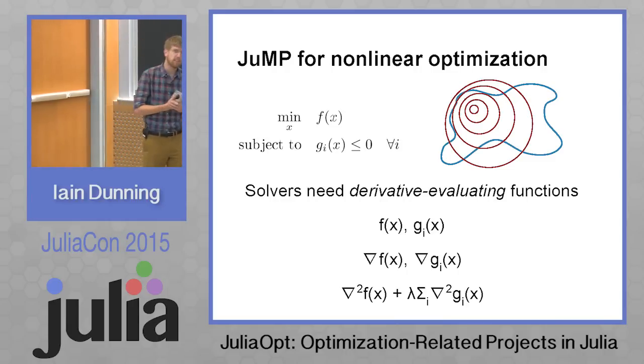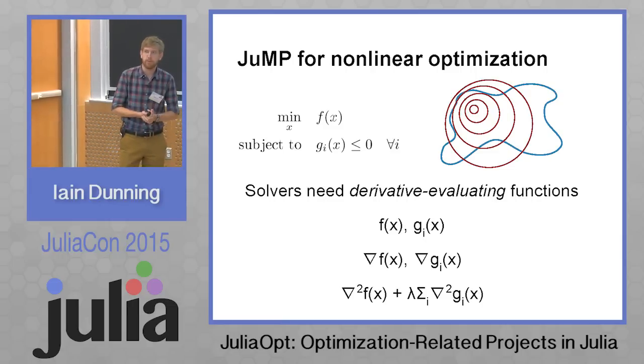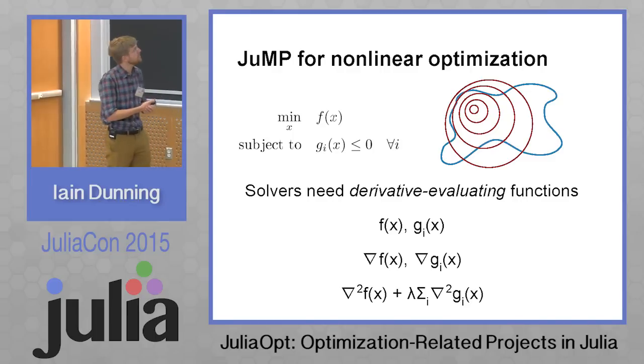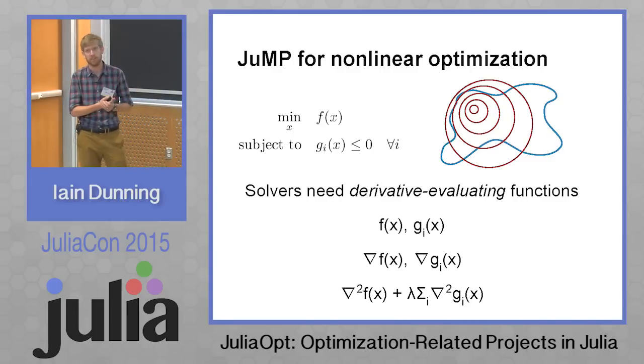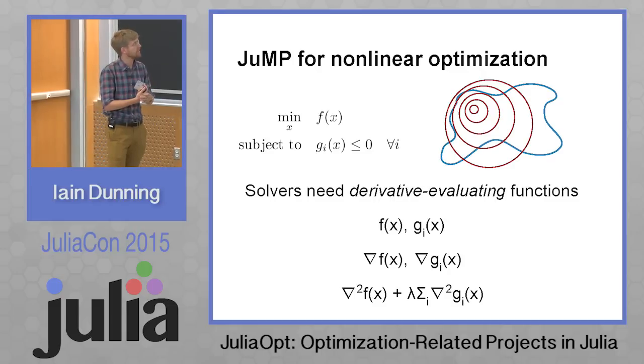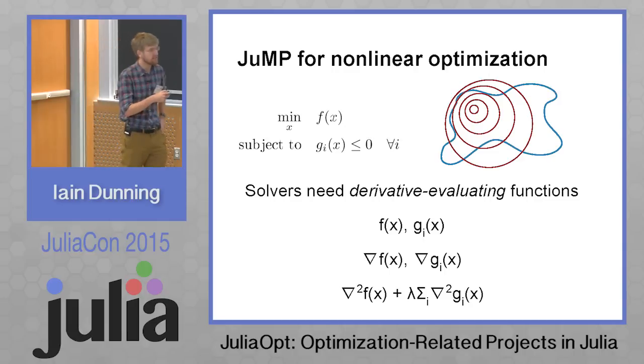And what nonlinear solvers want are not an A matrix, but functions. They want functions to calculate the values of the objective and the constraints. They want functions to calculate the first derivatives of the functions and constraints. And they want a function to calculate second derivatives. And a couple of the ones we use want actually the Lagrangian relaxation of the problem, the second derivative of that. So we have to take a generic nonlinear optimization problem and compile it into functions, or interpret it, but we compile it. But we need to generate these derivative evaluating functions.